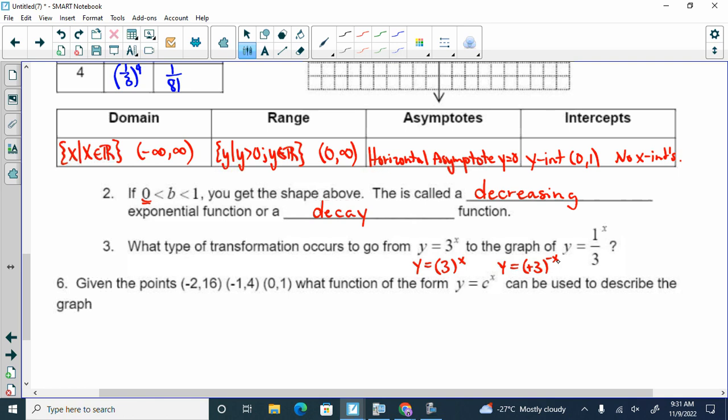The base appears nowhere in there. You're not like vertical stretch by 3 or horizontal stretch by 3. That base does nothing. It just has to be the same. So the base should never appear in the words of your transformations, just so you know. So because I have a positive x and a negative x, I have a reflection in the y-axis.